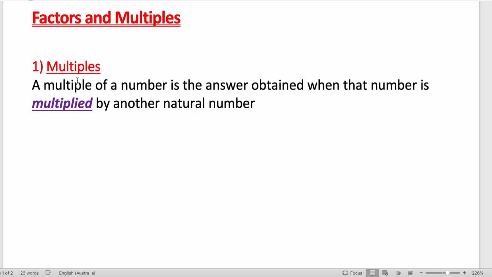The most common mistake with students in factors and multiples is that they get confused and they don't know when to multiply and when to divide. But if you remember that multiples are multiplication, you will remember that factors is the other operation, which is division, okay? So every time we're talking about multiples, we're talking about multiplication. Beautiful. So let's do some examples here.